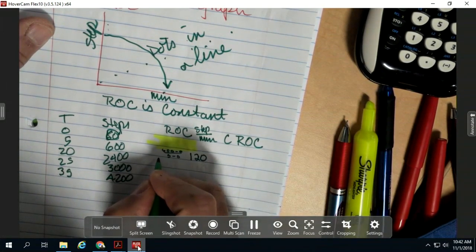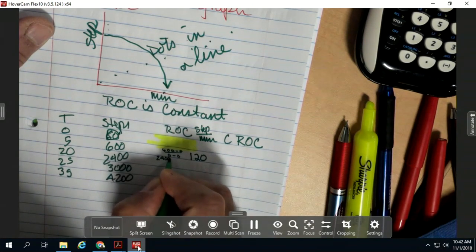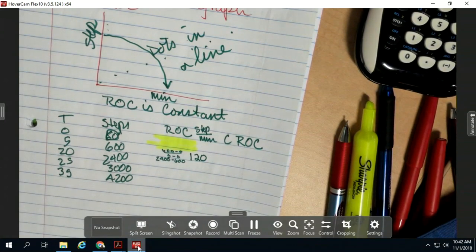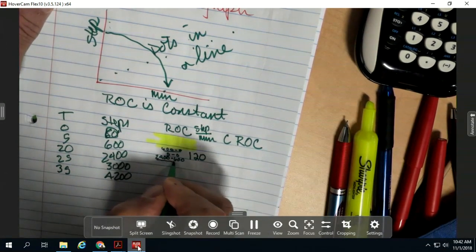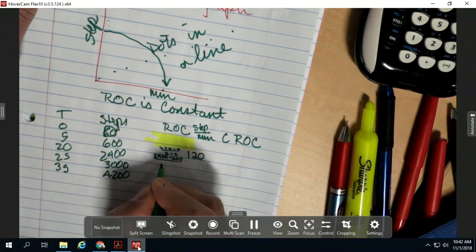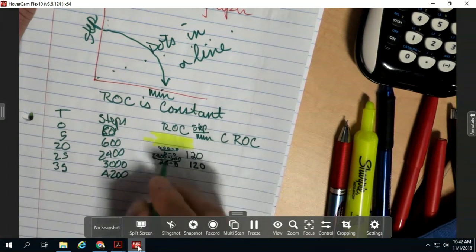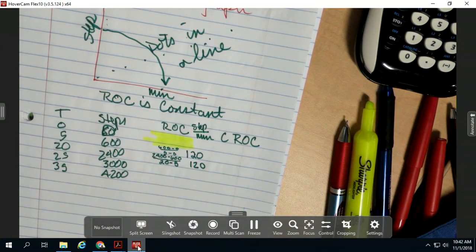Next one, 2,400 minus 600. Hey, I thought that the difference was always the same. Remember, it was always like $32. This time the difference isn't 600 like it was on the first one. This time the difference is 1,800, right? 2,400 minus 600 is 1,800. Why did the slope work out to be the exact same, even though the differences were so much different?